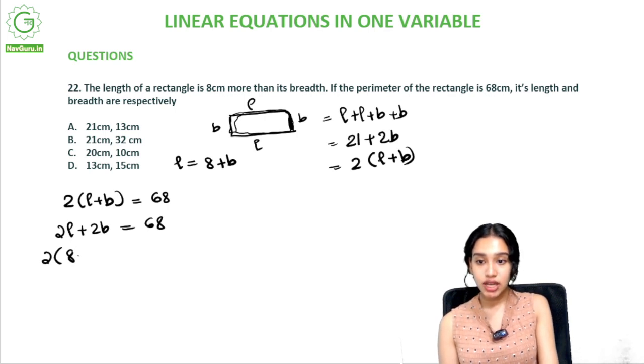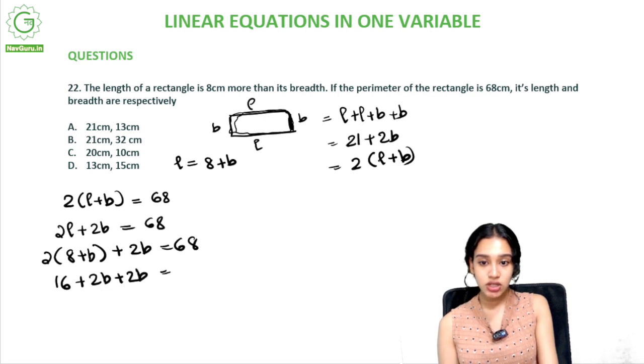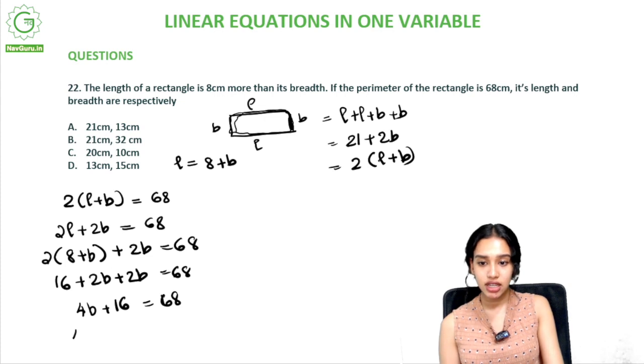So 2 into 8 plus B plus 2B is equal to 68. So let's multiply this. It becomes 16 plus 2B plus 2B is equal to 68. And what is this? 4B plus 16 is equal to 68, right? Let's take 4 as common. We get B plus 4 is equal to 68.